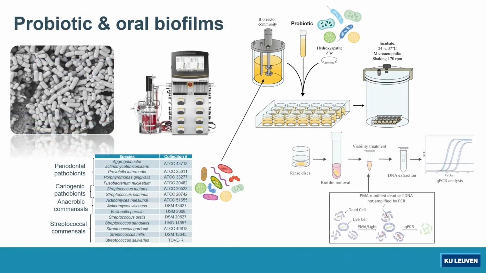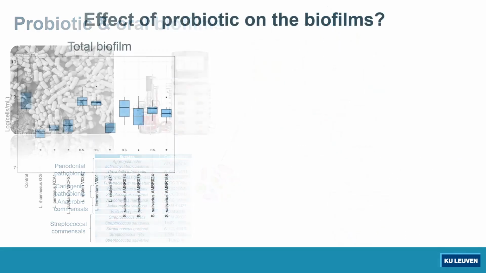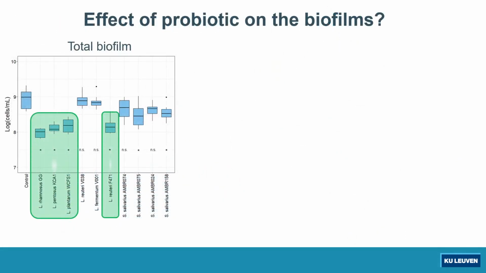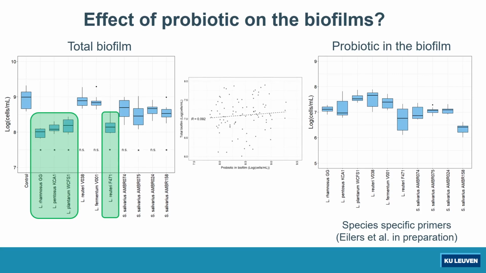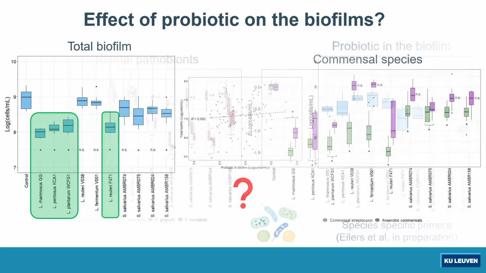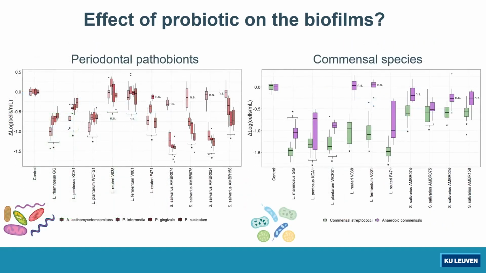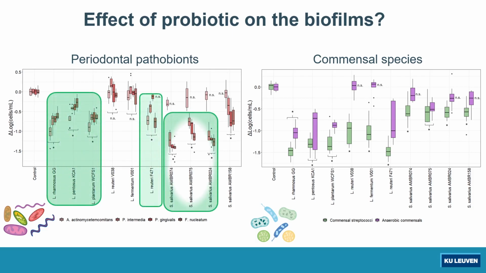To see if the flow cytometric approach reflects what happens in biofilms, we then also tested that with the biofilm model. And what we saw is that some of the probiotics were able to reduce the total biofilm, while others were not. Using species-specific primers, we also evaluated how much probiotic was in the biofilm. And while we hypothesized that more probiotic in the biofilm could have more effects on the total biofilm, this was not what we observed. To understand why this might be the case, we looked at the individual species, in which we saw again the known species being quite effective, but also some of the novel species, which was in line with the flow cytometric approach, although the magnitude was slightly different.